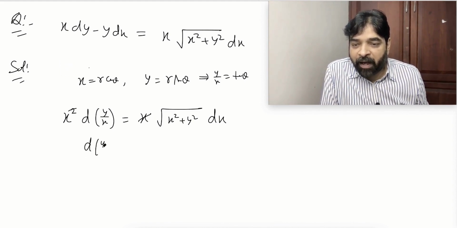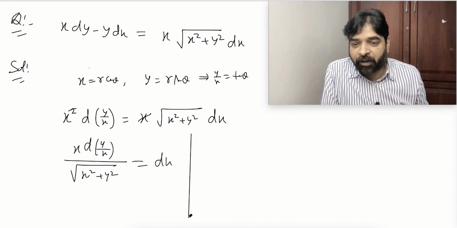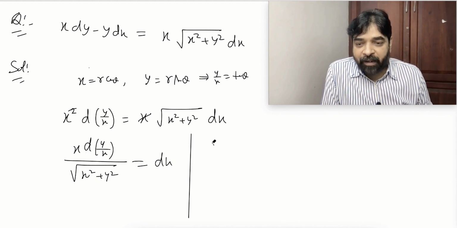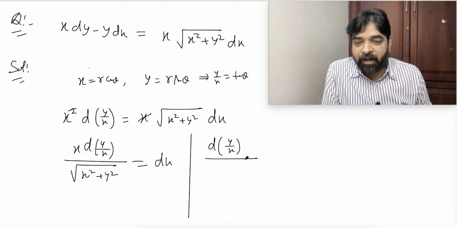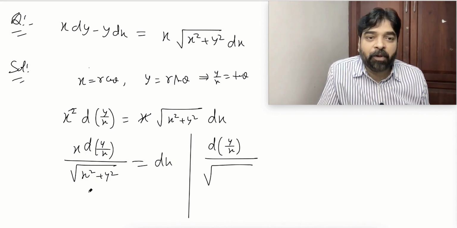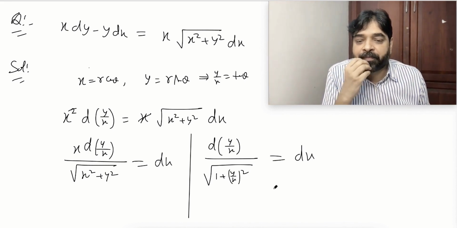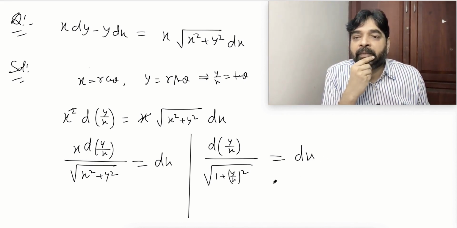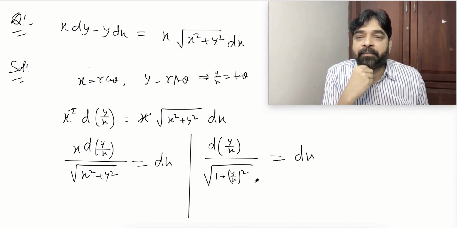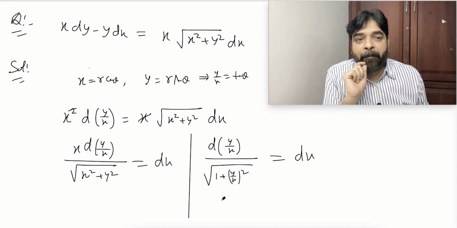We'll get d of y by x into x divided by root of x square plus y square equal to dx. I don't think a polar substitution is required. This x you can divide here. So d of y by x divided by root of, if this x will come here, whole divided by x. So x will go inside, it will become x square. So 1 plus y by x whole square is equal to dx. Alright, did you understand what I did? This x I divided here, so inside it will go, it becomes this way.